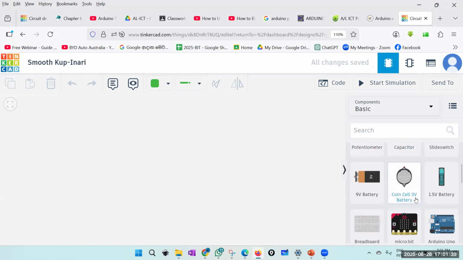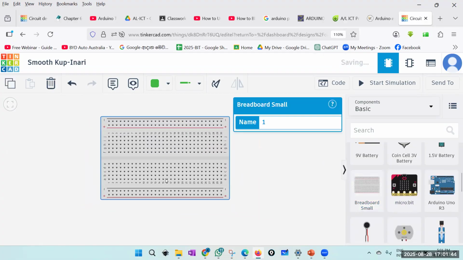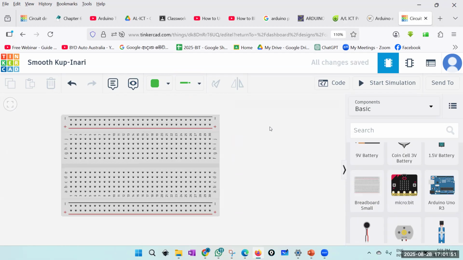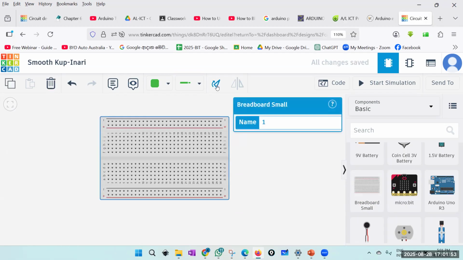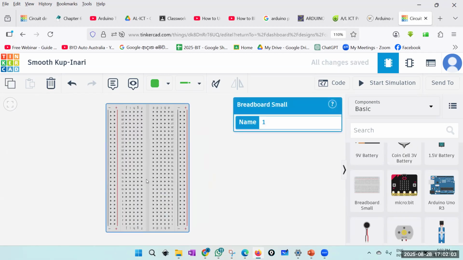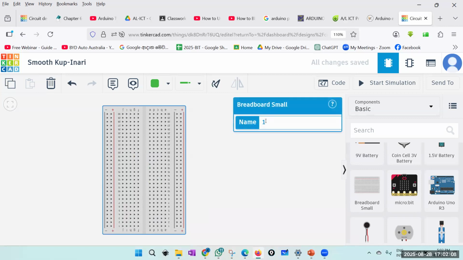Okay, I will drag and drop a breadboard. If you want, you can rotate it. Sorry, escape. If you want to rotate this, just select it and you can rotate it like that also. Okay, I'll keep it like this. If you want, you can give it a name also. What is the name? But I don't need to give it a name. By default it is one.